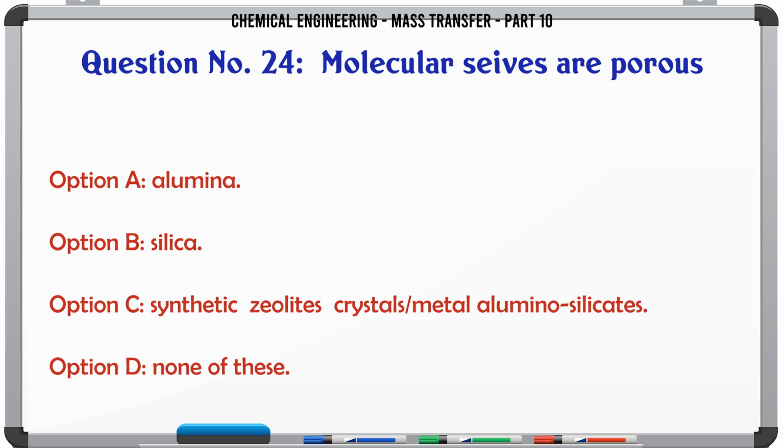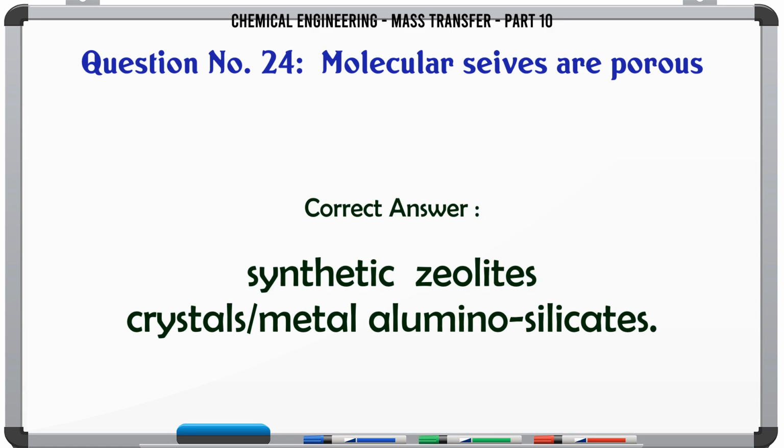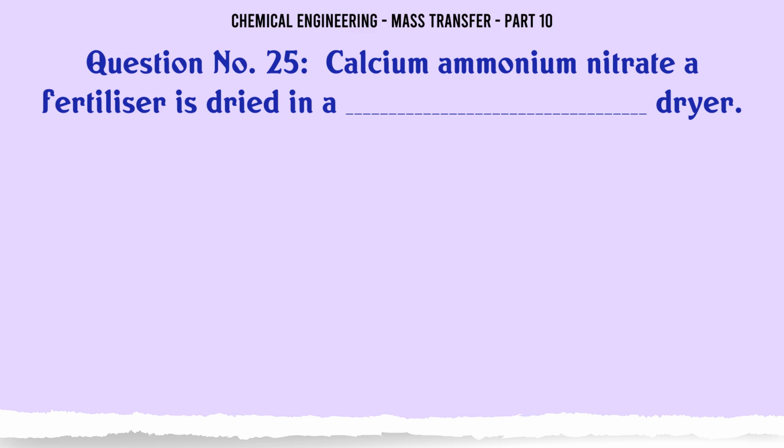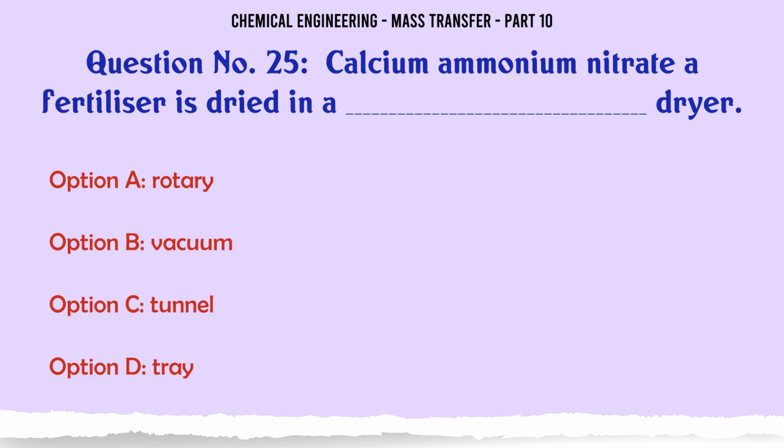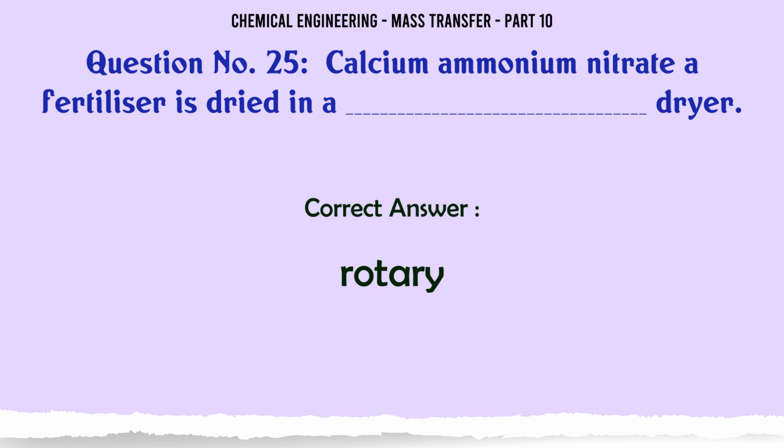Synthetic zeolites crystals metal aluminosilicates. D. None of these. The correct answer is synthetic zeolites crystals metal aluminosilicates. Calcium ammonium nitrate, a fertilizer, is dried in a dryer. A. Rotary. B. Vacuum. C. Tunnel. D. Tray. The correct answer is rotary.